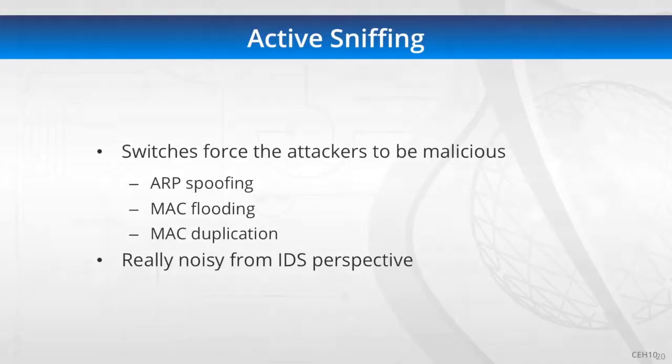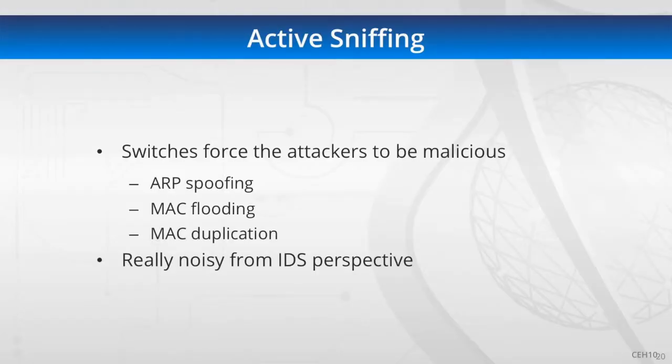What you're saying is the switch is not telling me what I need to know because it's doing its job. So what we can do is force the switch to do what we want by doing ARP spoofing, MAC flooding, and MAC duplication. All of those things are basically corrupting the way that the switch works, if the switch will let you, so that you get all of the packets. Now, from an intrusion detection standpoint, this is really, really noisy when you start doing any of these.